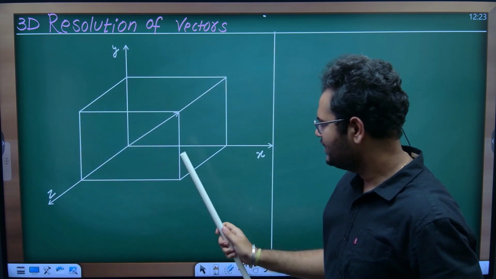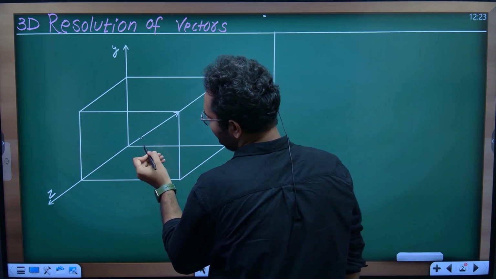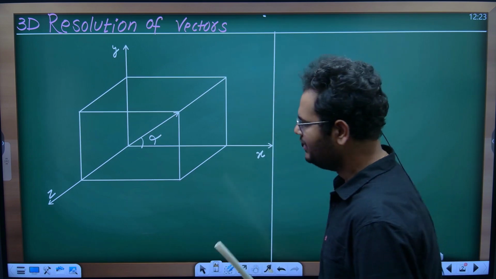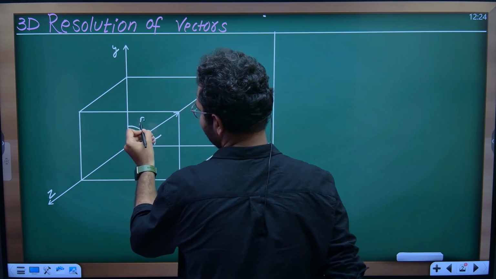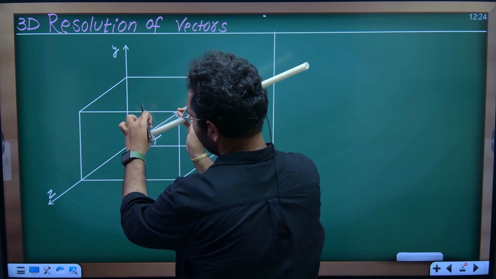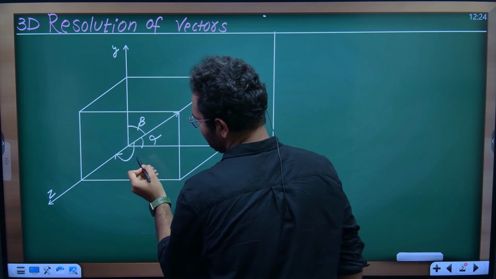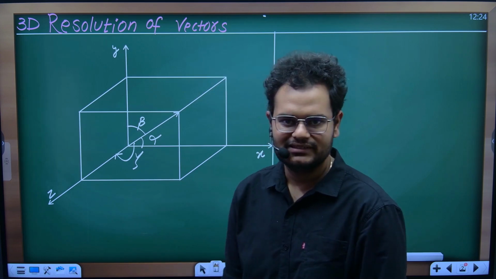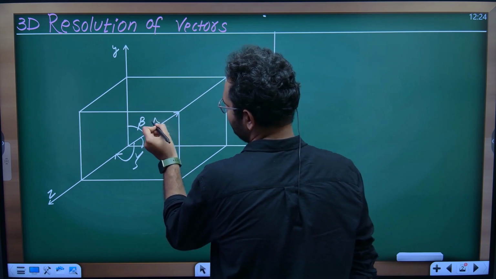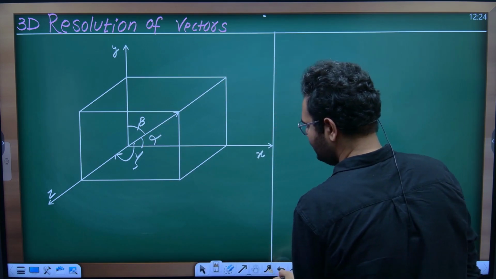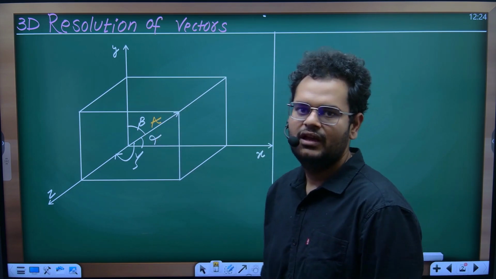Now, this vector is making certain angles. Let us say it makes an angle alpha with the x-axis. This is alpha. Beta with the y-axis. Here it is beta. And there is a third angle, which I call gamma, with the z-axis. Alpha, beta, gamma are the angles with x, y, and z. Let us name this vector as vector A. With a color marker we will name it so that it will be easy to understand. This is my A vector, and I have to resolve this.